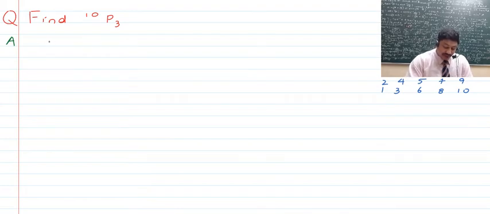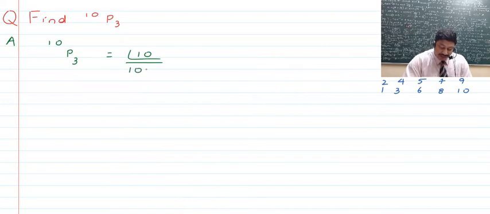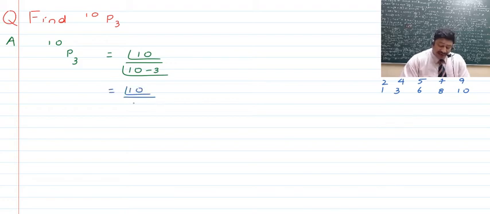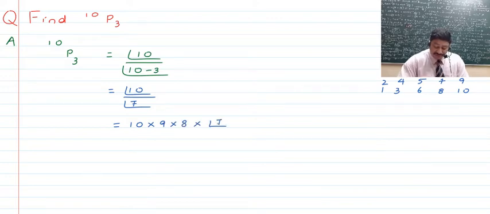So here children, when we talk about 10P3, then this is going to become equal to 10 factorial, which is going to be divided by (10 minus 3) factorial, as we did earlier. Now this is going to become equal to factorial 10 divided by factorial 7, right? And now children, the way that we can write this is 10 into 9 into 8 into factorial 7, which is to be divided by factorial 7.